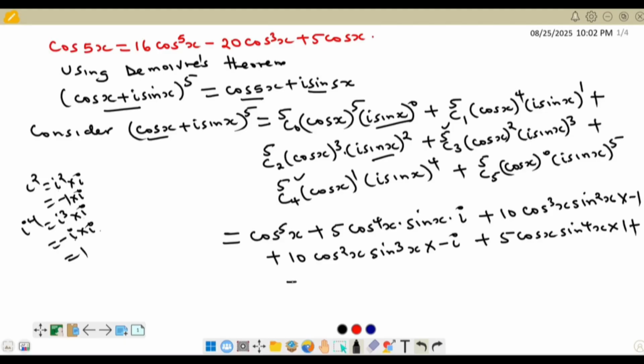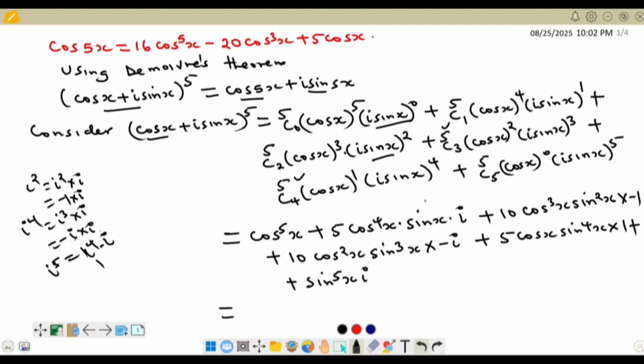So we shall remain with i sine of x to power 5. We shall add there sine to power 5 of x, but i is to power 5. So i to power 5 means the same as i to power 4 times i. But i to power 4 we have seen is 1, so this will remain i. So that is what we shall have, and we are trying to simplify this.